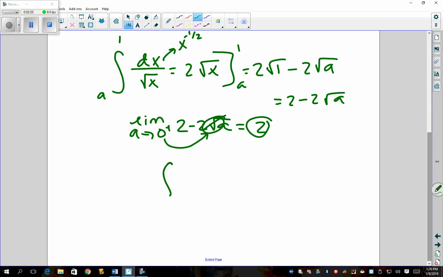And so we can say that the integral from 0 to 1 of dx over root x is 2.